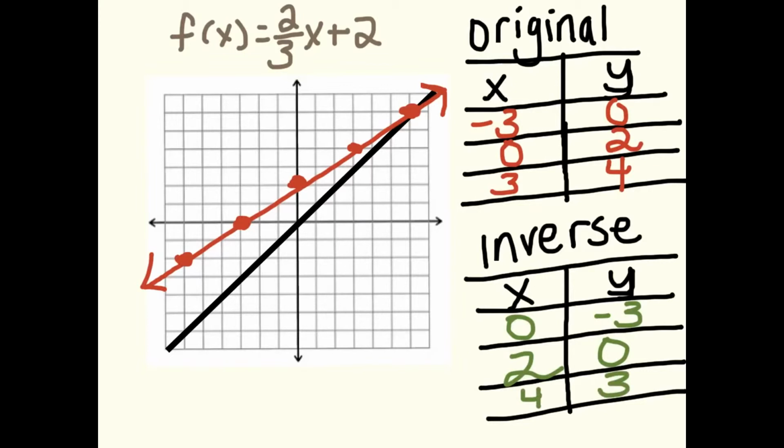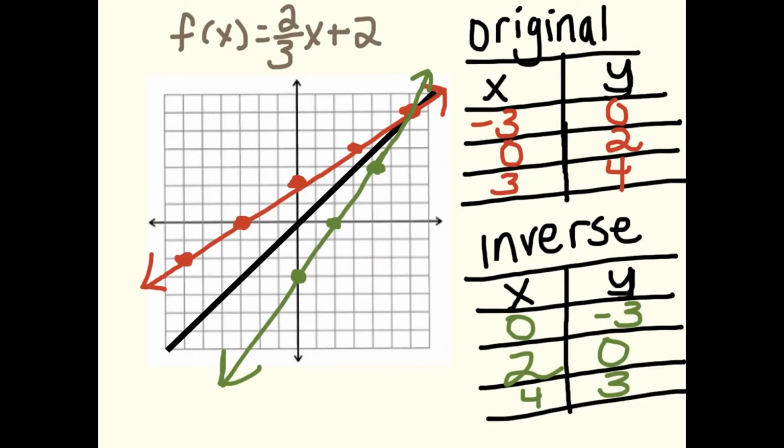So your last and final step is to graph these new inverse points onto here. So 0, negative 3, right there. And then 2, 0, and 4, 3. And you can see that it's reflected exactly over this y equals x parent function line. And there you go. You've graphed your original and you graphed your inverse.